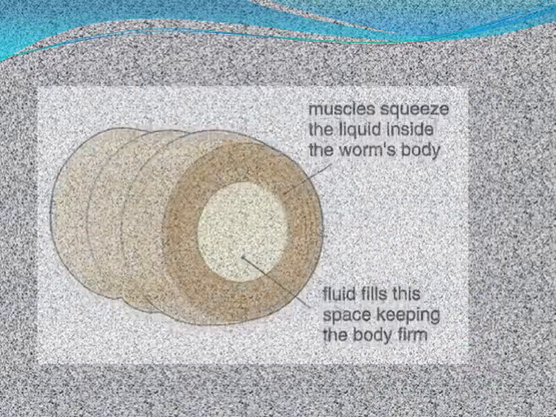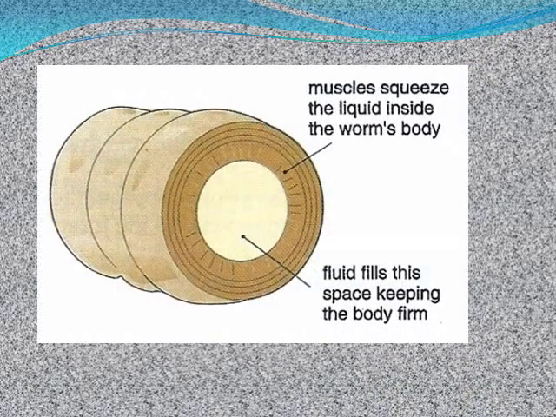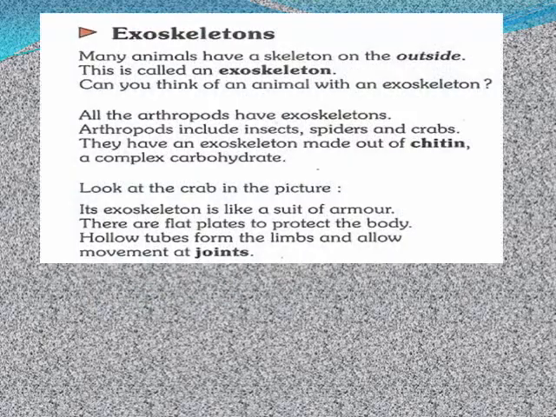Now let's see the picture of the worm. See here how the picture looks. This is like a sectional area of a worm, which shows the fluid inside. Fluid fills this space, keeping the body firm. And these are the muscles. The muscles squeeze the liquid inside the worm's body. This is how, subhanallah, God has created these animals. Now, let's go to skeletons.